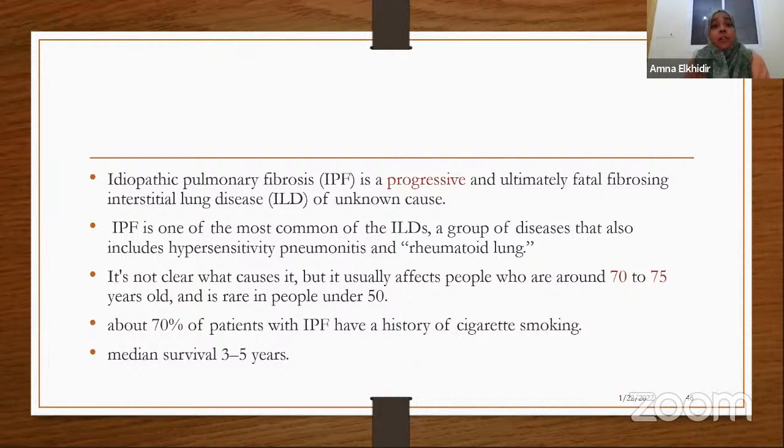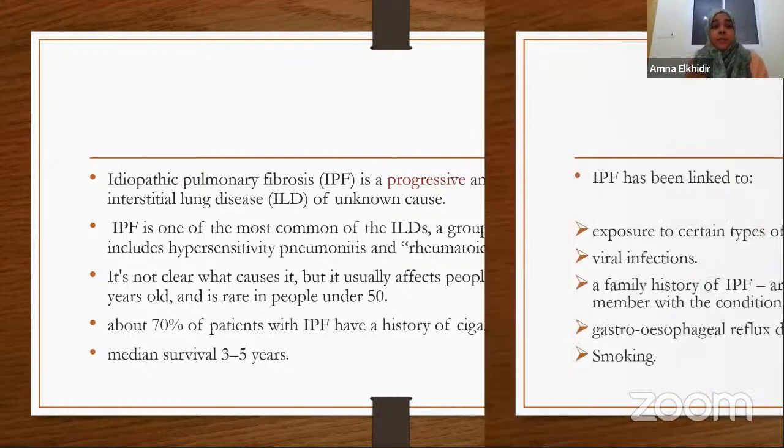It has no clear cause, as its name idiopathic suggests, but usually affects people around age 70 to 75. And 70% of patients also have a history of cigarette smoking. It has a very poor prognosis. The median survival is 3 to 5 years.